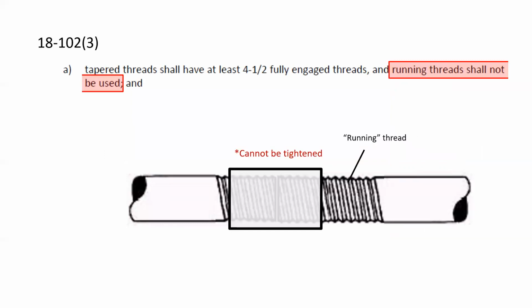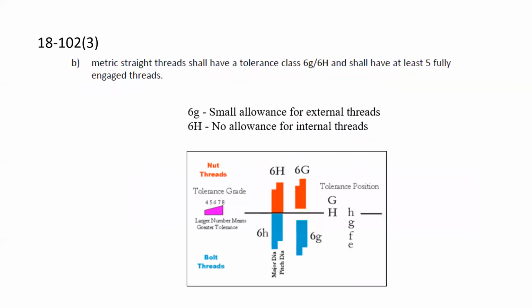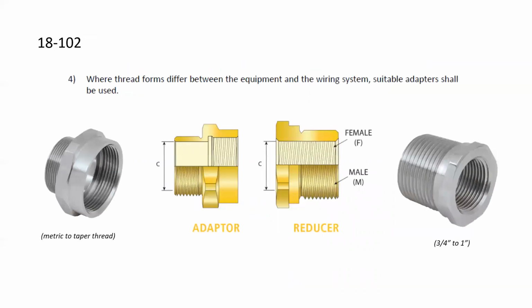18102 Subrule 3 indicates that when we're using tapered, running threads are not used. Now, they're not permitted. So we've already looked at that. We know why that's not permitted. Metric straight threads, it says, need to have a tolerance class of 6G, 6H. Now, this is really just an ISO, International Standard Organization requirement tolerance class. And really, it just means that it's a really high tolerance, so very precise threads.